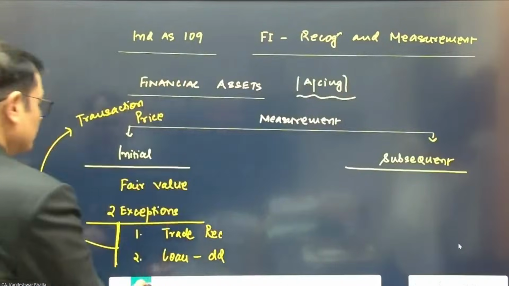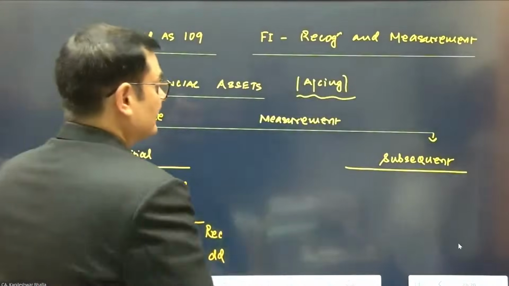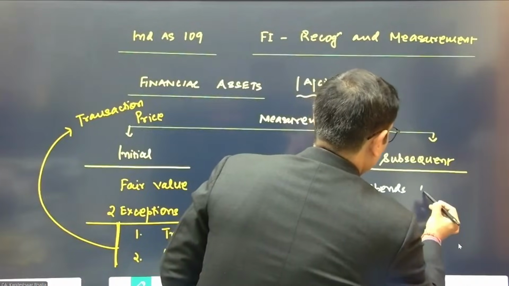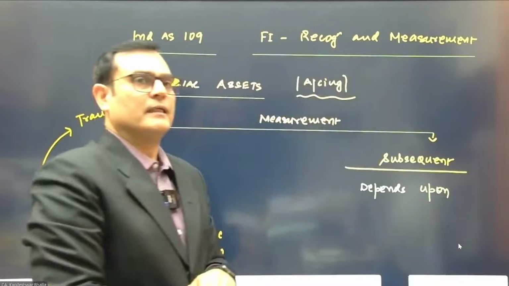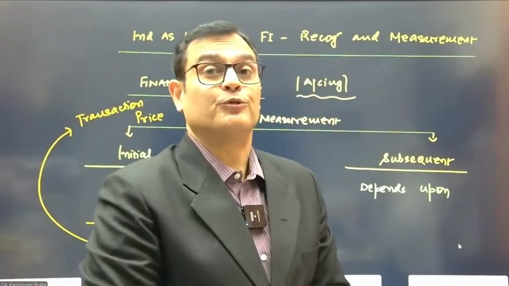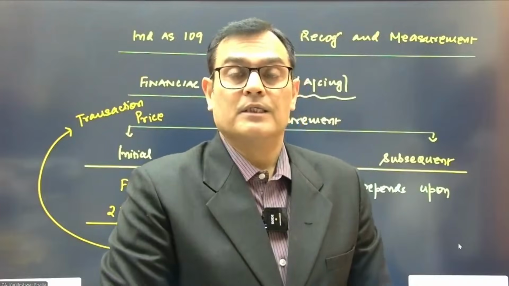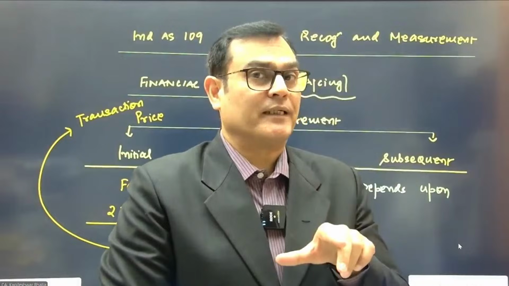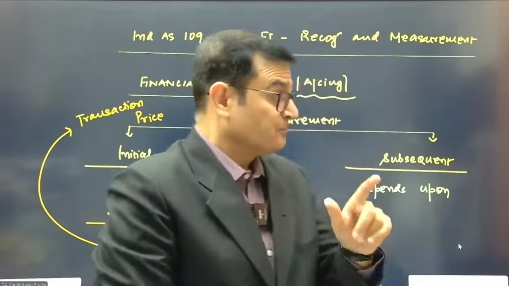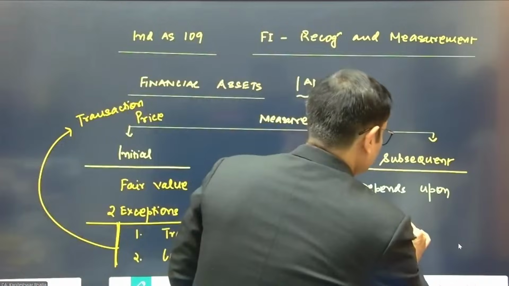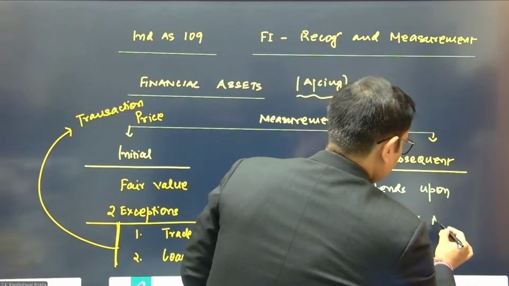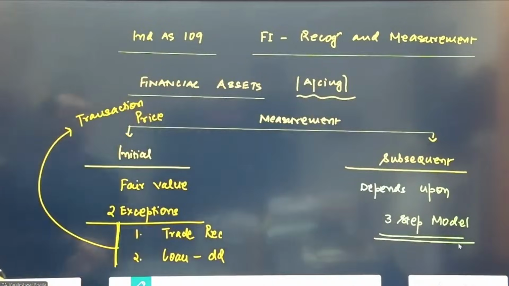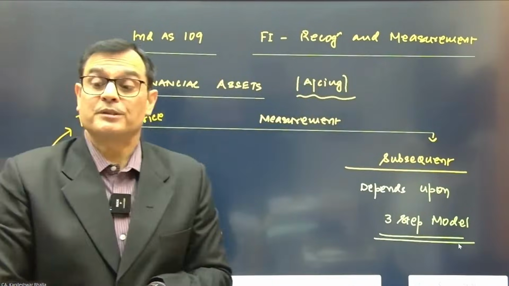Now, coming to the subsequent accounting of financial assets, I would say it depends upon certain parameters. So what I've done, I converted those parameters into a three-step model. So Ind AS 32, from the issuer perspective, you look at a three-step model. Ind AS 109 is also going to look at a three-step model. So I will give you a three-step model in terms of understanding how the subsequent measurement is done. But at this stage, let me put some terms into your mind.